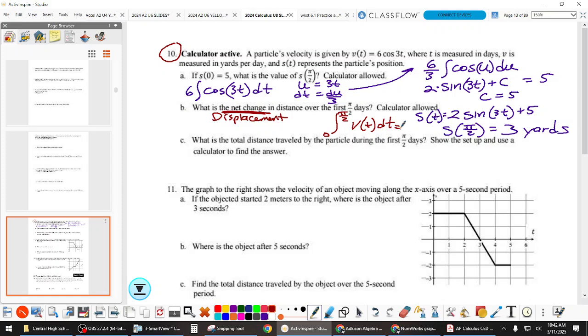I got -2. Just solid -2? Yeah. Okay. And that would be also yards. Okay. Total distance traveled, let me circle all 3 words. So now we're doing the same thing. The absolute value. So this will account for the negatives and the positives and all that. What'd you get on this one? 6 yards.